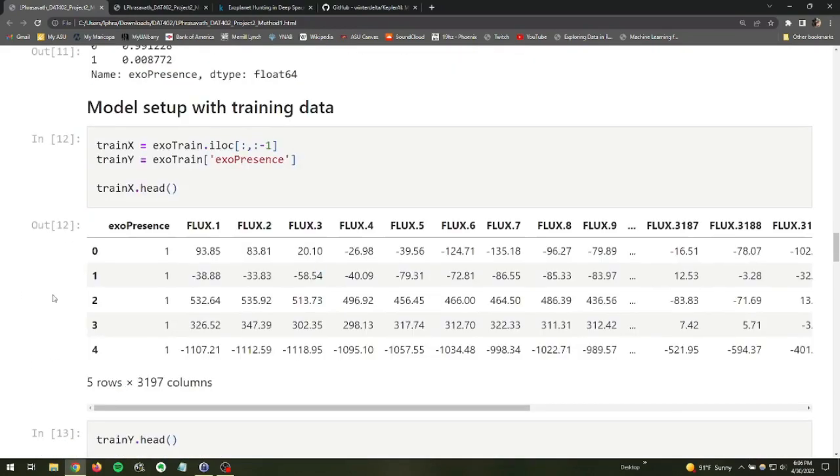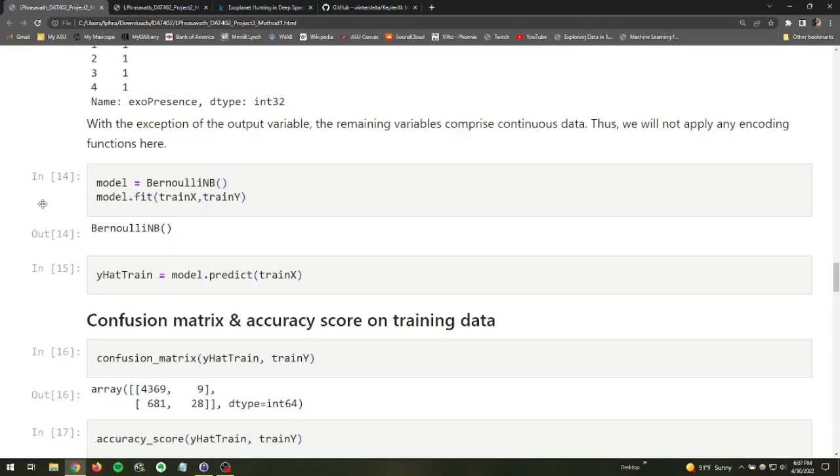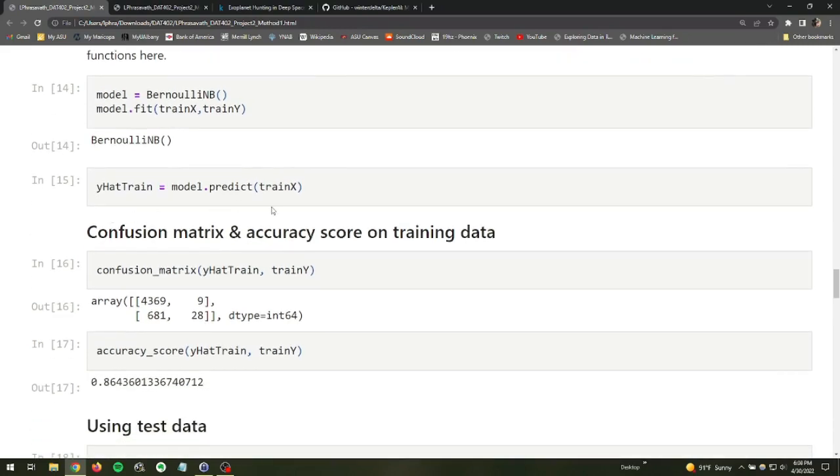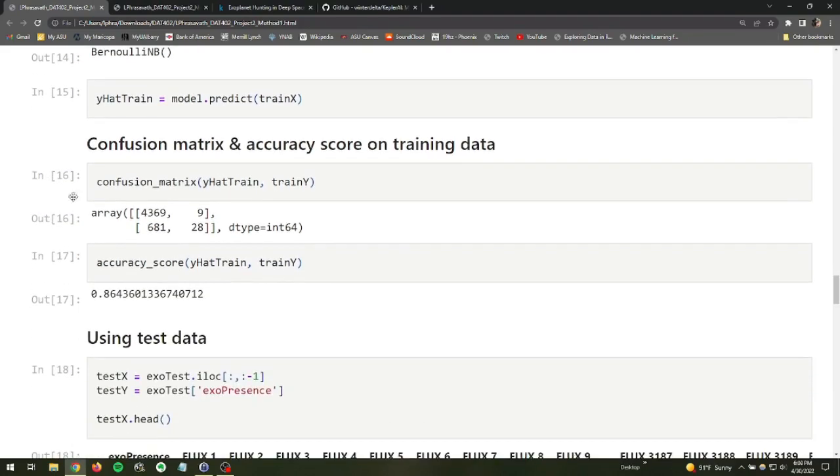Here I am setting up the model with our training data. Because there was only one categorical variable in this data set, the output variable, and the rest were continuous, I decided to use the Bernoulli naive Bayes function versus the categorical naive Bayes function that we had used in prior assignments because it seemed more appropriate. We fit our model and predicted on the training set and got this confusion matrix and accuracy score.